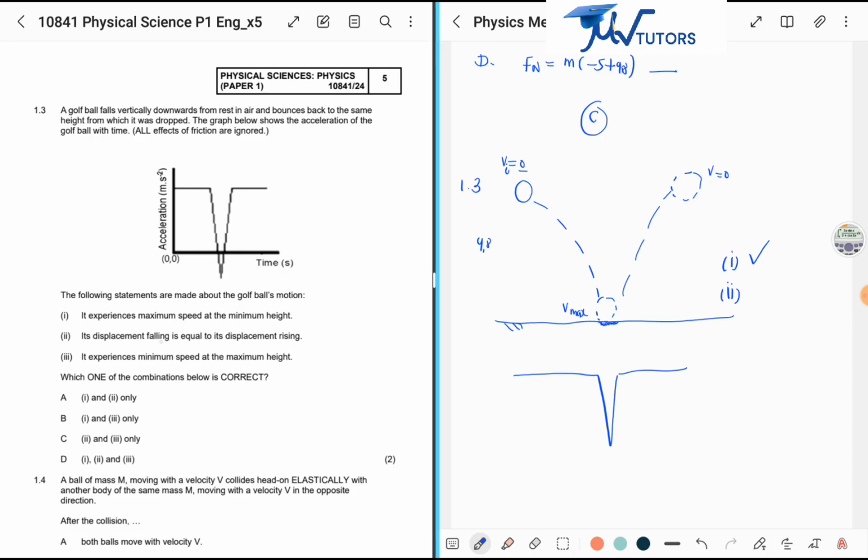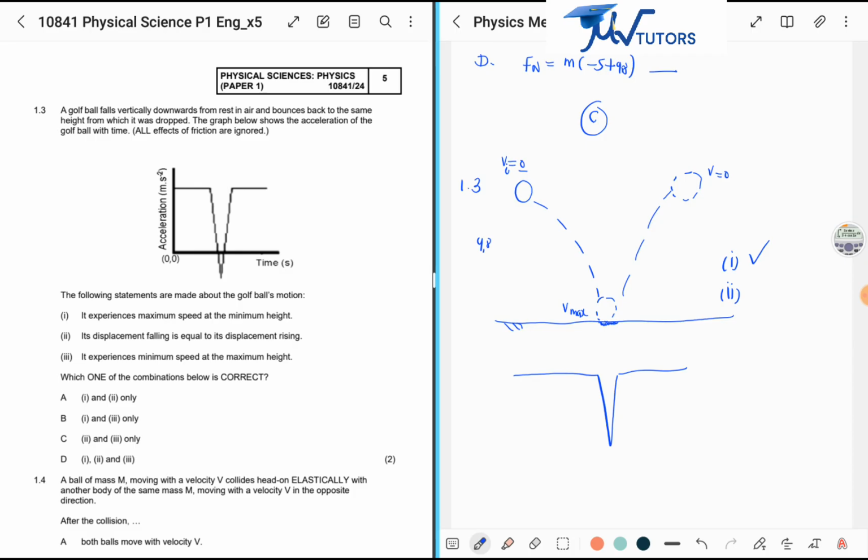Its displacement falling is equal to its displacement rising. I would be quick to say, yeah, definitely. I mean, it falls from the same height and then bounces back. Sorry, yes, it falls from the same height, it bounces back to the same height.